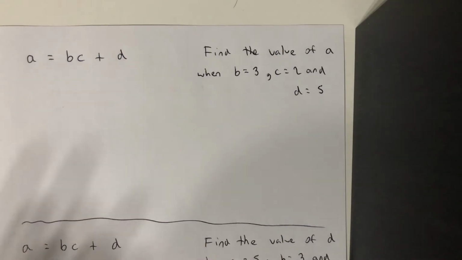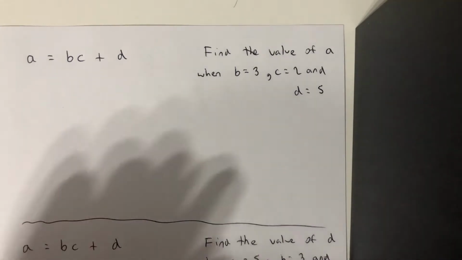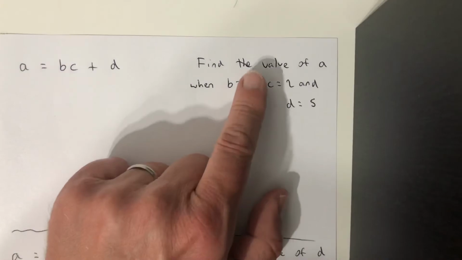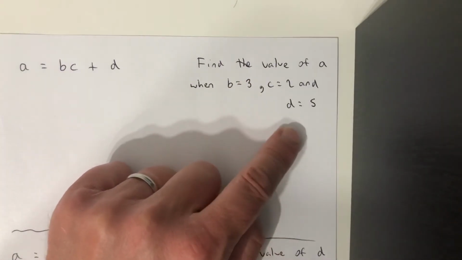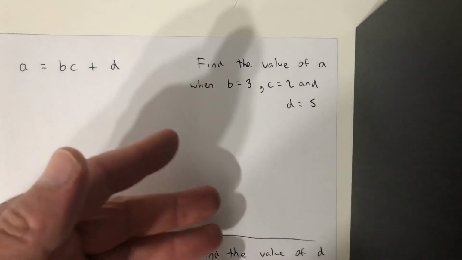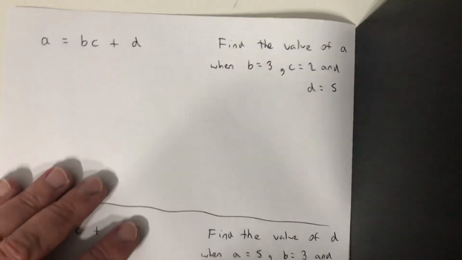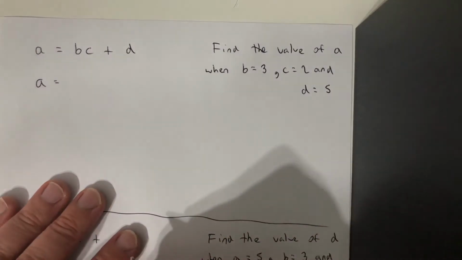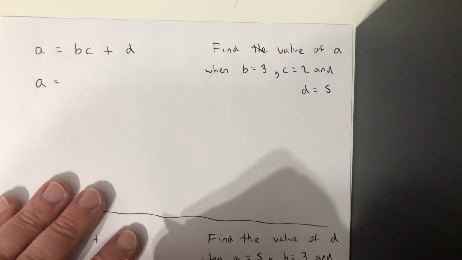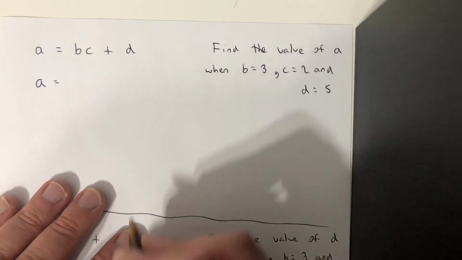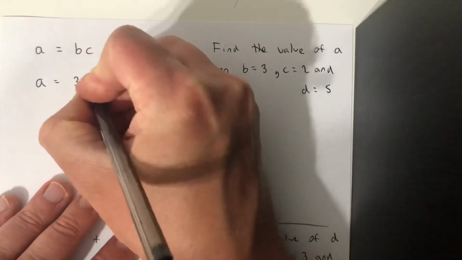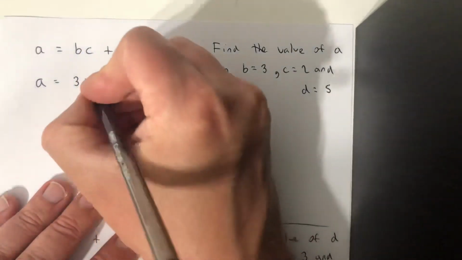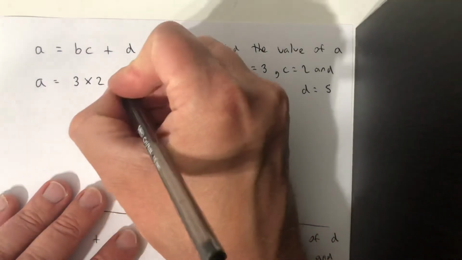It's not too complicated: A, B, C, and D this time. But what you'll see is, I'm still asking you to find out the value of A, but I'm giving you what the other 3 letters are. I've got to, because if I don't tell you what they are, how can you find out what A is? So in this case, A equals BC. Now, what does BC mean? That means B times C. So I know B is 3, so put 3 in, times, what's C? 2, and plus D, it's plus 5.